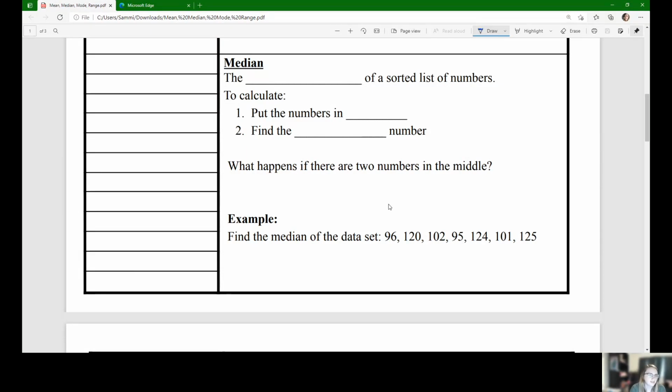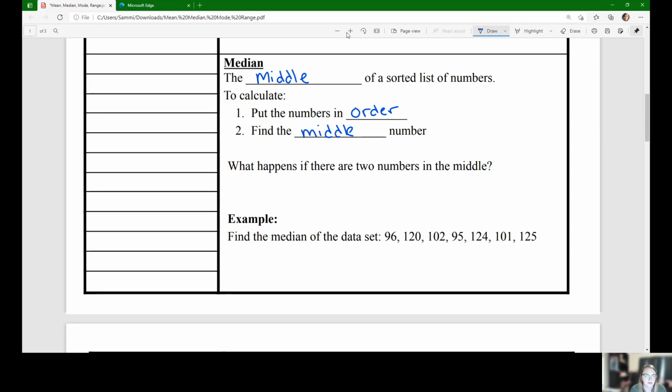So median is the middle of a sorted list of numbers. In order to do that, we first have to put the numbers in order. So we do smallest to biggest, and then we find the middle one. And we do this by crossing out the ones on both ends until we get to one in the middle.